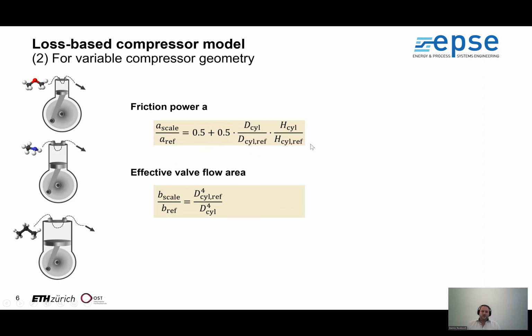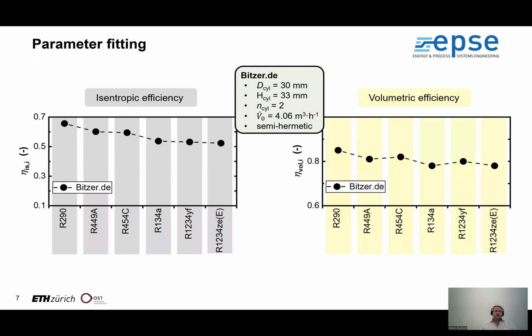Okay, now we can fit the parameters, and for that we took data from the manufacturer EPSE of a very small semi-hermetic piston compressor, and then we fitted our parameters. What you see here are the isentropic and volumetric efficiencies taken from EPSE, and now in red our model results, and we see a very good match.